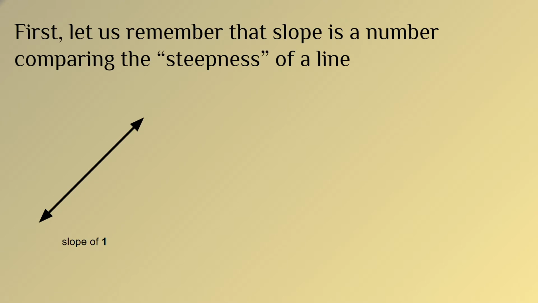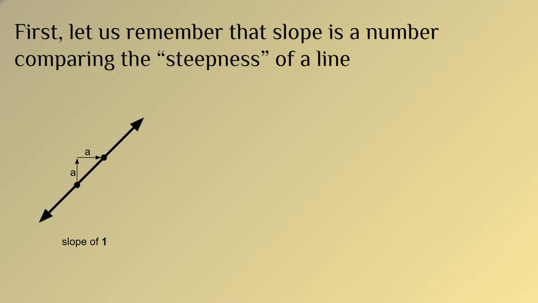First, we go over the basics of slope, a recapitulation of part 1: slope is a number comparing the steepness of a line. An example is that this line has a slope of 1. Between any 2 points, the x change, or horizontal change, or run, whichever one anyone prefers, is equivalent to the y change, or the vertical change or rise.